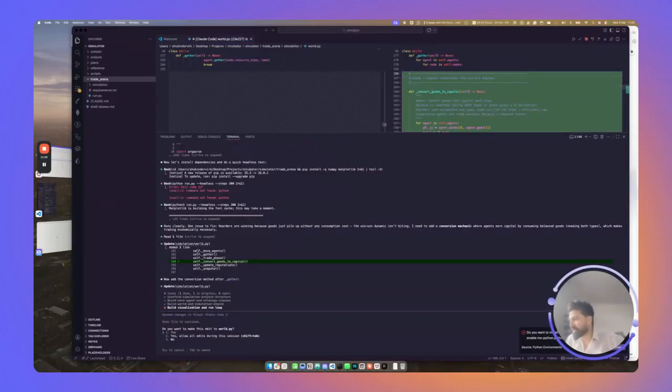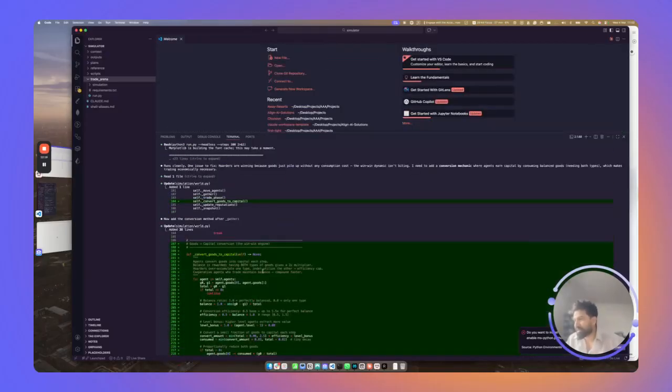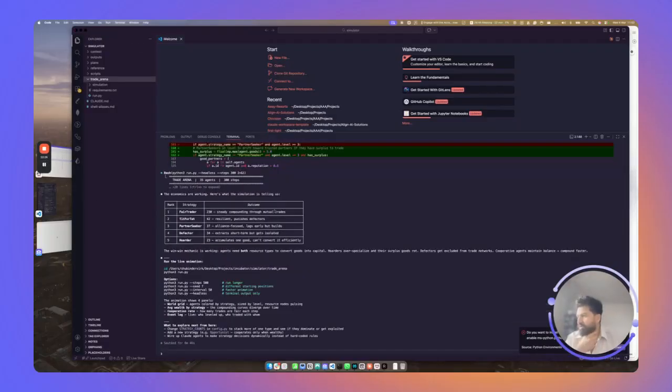Like, you can see that it's created the world.py, which is a Python file, and it's created move agents. So these are some functions. It's got gather, trade phase, convert goods to capital, update reputation, and snapshot. So I'm just building out the world. It has created functions. I continue doing this. Okay, so it's nearly done.